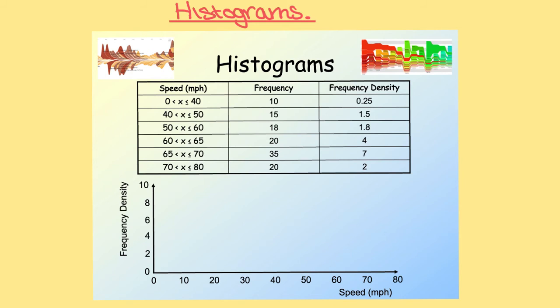The speed goes on the x-axis. On the y-axis goes the frequency density. So there's the first group from 0 to 40. There's the second group from 40 to 50. The third group from 50 to 60. The fourth group from 60 to 65. The fifth group from 65 to 70. And the final group from 70 to 80.